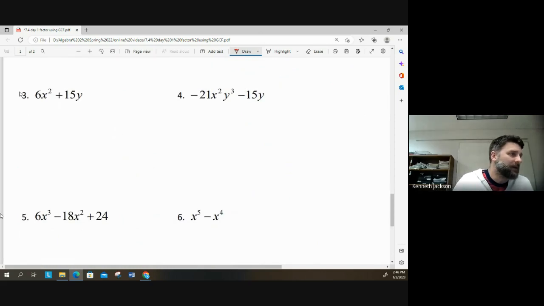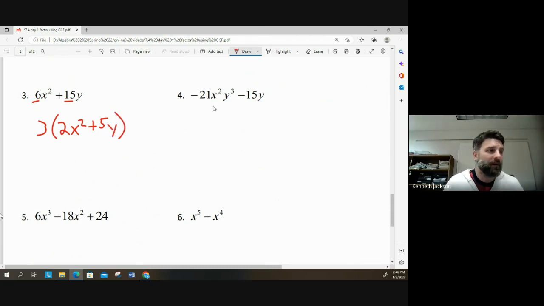On number 3, between 6 and 15, 3 goes into both of those. They don't share any common variables, so 3 is the GCF. What times 3 is 6? Would that be 2? I need x squared, so I need x squared. Plus, because it's a plus sign. What times 3 is 15? That would be 5. I need a y, so I need a y on the inside.